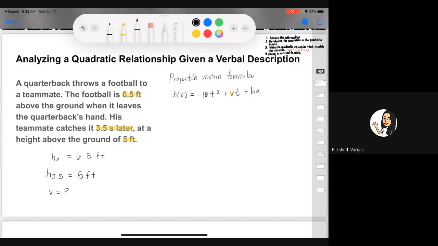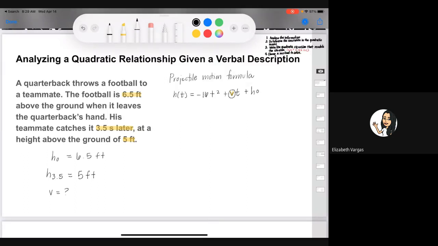So what we want to do is identify our v, the initial velocity, before we can write the quadratic equation. So we need to identify this constant. Our constant will be our v, which can help us model this quadratic equation.